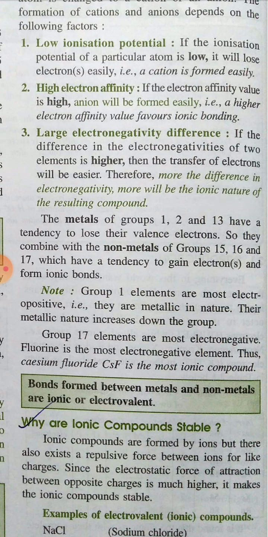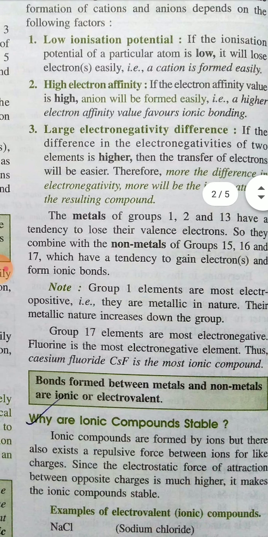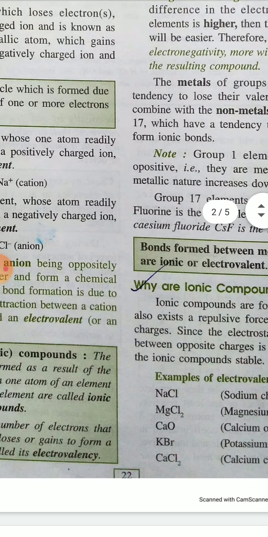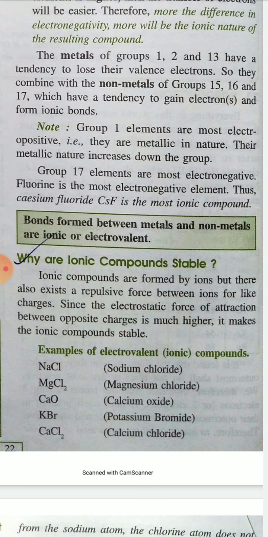The bonds formed between metals and non-metals are ionic or covalent. I have already told that. Now the question is, why are ionic compounds stable? Because in ionic compounds there are oppositely charged ions, that is cations and anions, held together by a strong electrostatic force of attraction between the opposite charges, which is much higher, and it makes the ionic compound stable.